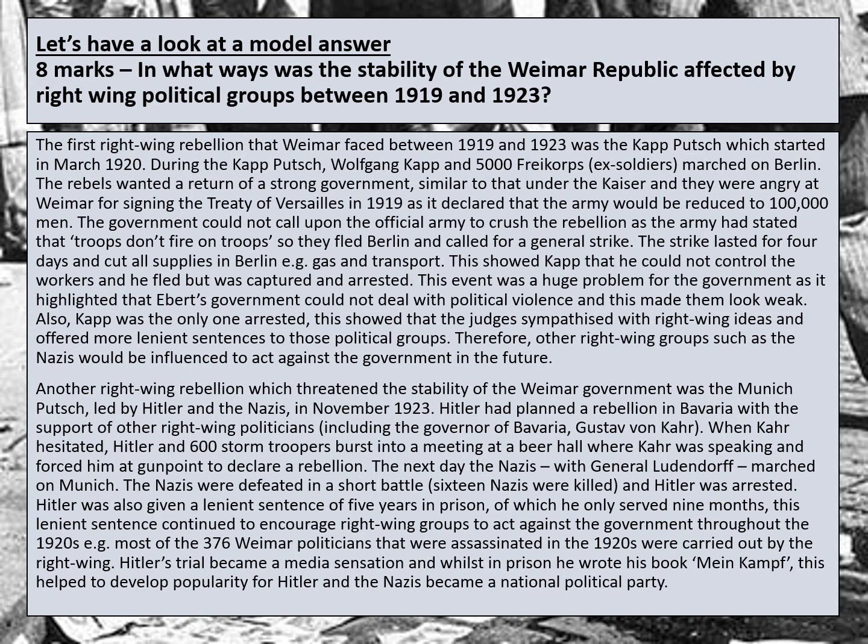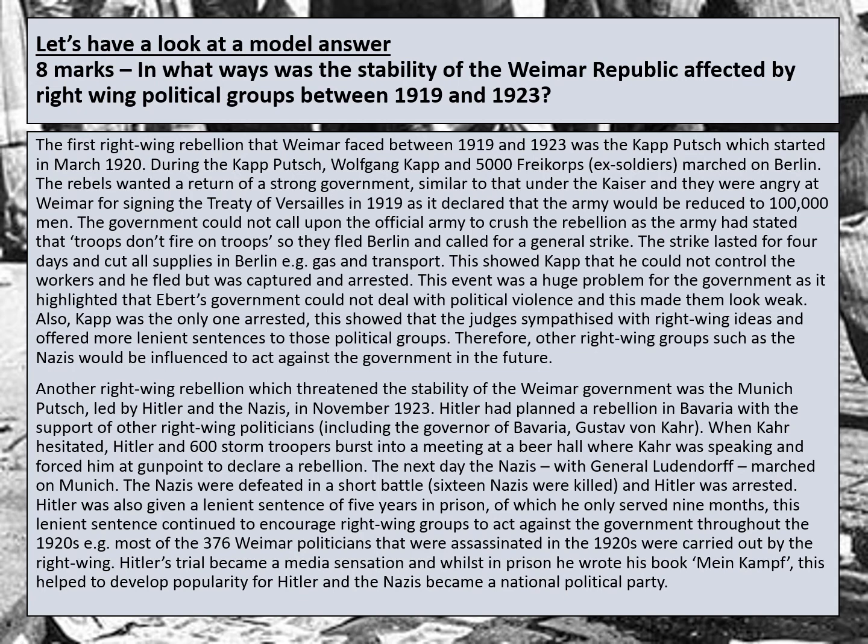The strike lasted for 4 days and cut all supplies in Berlin, including gas and transport. This showed Kapp that he could not control the workers, and he fled, but was captured and arrested. This event was a huge problem for the government, as it highlighted that Ebert's government could not deal with political violence, and this made them look weak. Also, Kapp was the only one arrested. This shows that the judges sympathised with the right-wing ideas and offered more lenient sentences to those political groups. Therefore, other right-wing groups, such as the Nazis, would be influenced to act against the government in the future.